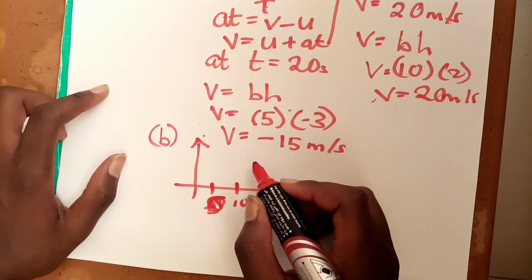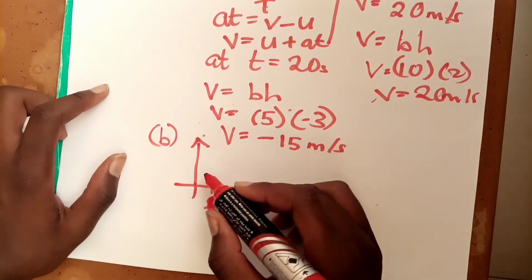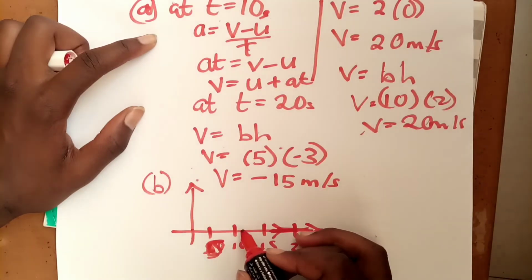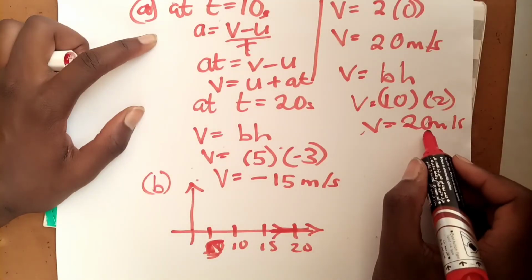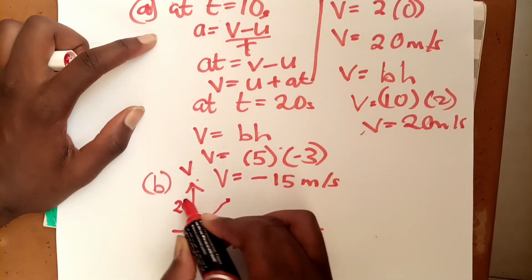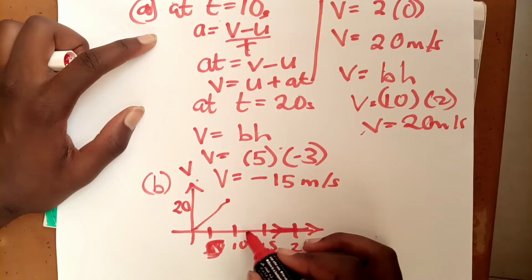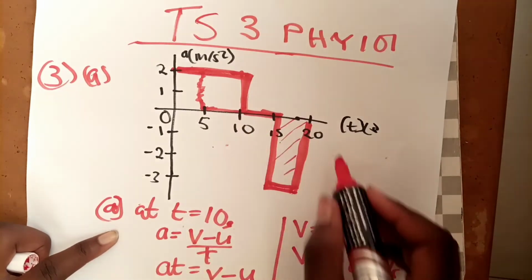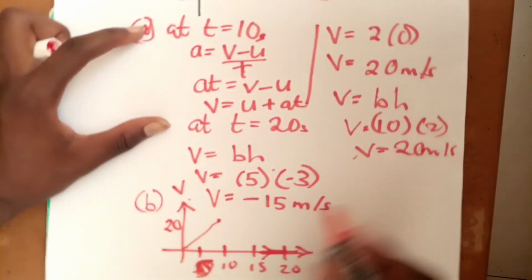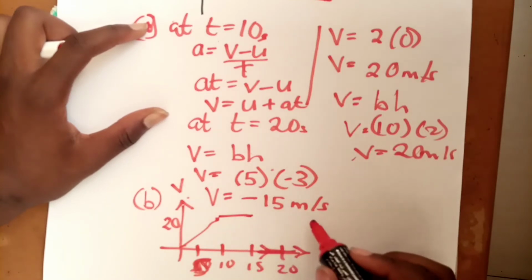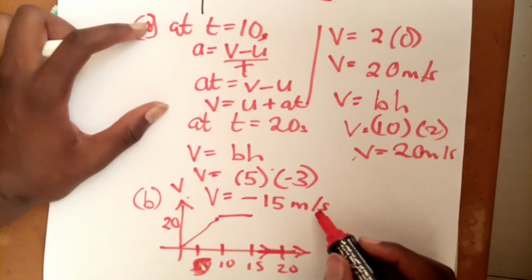For the first 10 seconds it started from 0 and then it accelerated to 20 meters per second. So this is our velocity, by the way. This is 20, and then from 10 to 15 it had no acceleration. Acceleration was 0 there from 10 to 15. So then we're going to have constant velocity.